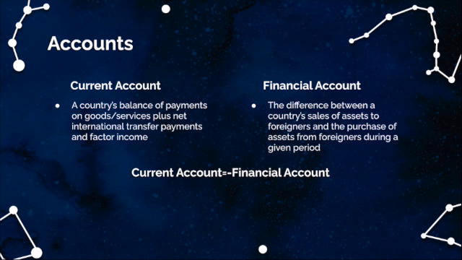The current account is the country's balance of payments of goods and services plus the net international transfer payments and factor income. On the other hand, the financial account is the difference between a country's sales and purchases of assets to foreigners during a certain time period. So the current account equals the negative financial account.